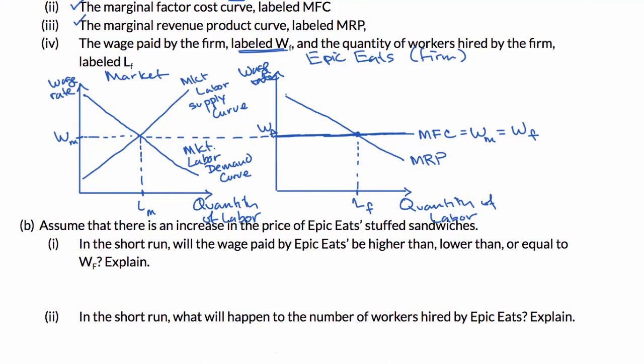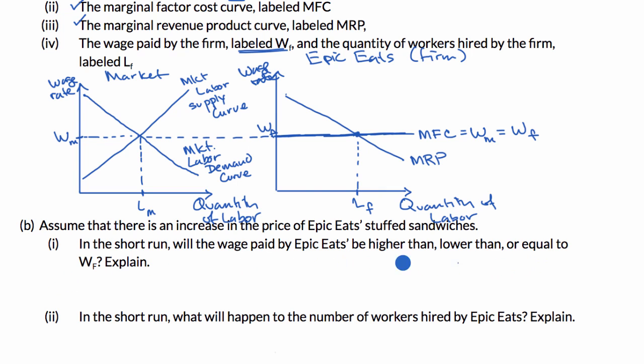It says, assume that there is an increase in the price of Epic Eats stuffed sandwiches. In the short run, will the wage paid by Epic Eats be higher than, lower than, or equal to W sub F? Explain. So pause this video and see if you can answer that. Well, in the short run, Epic Eats, no matter how much it hires or doesn't hire, it's just going to pay the same wage.